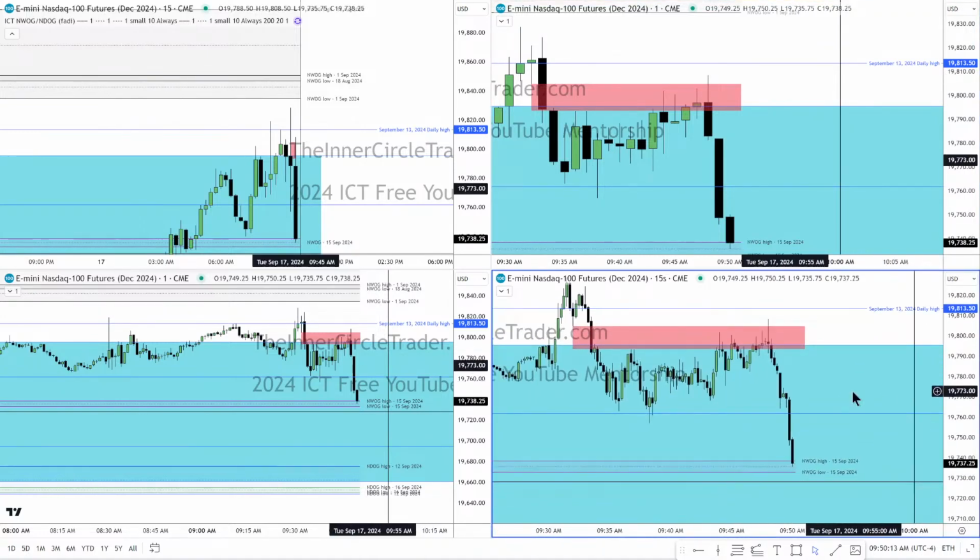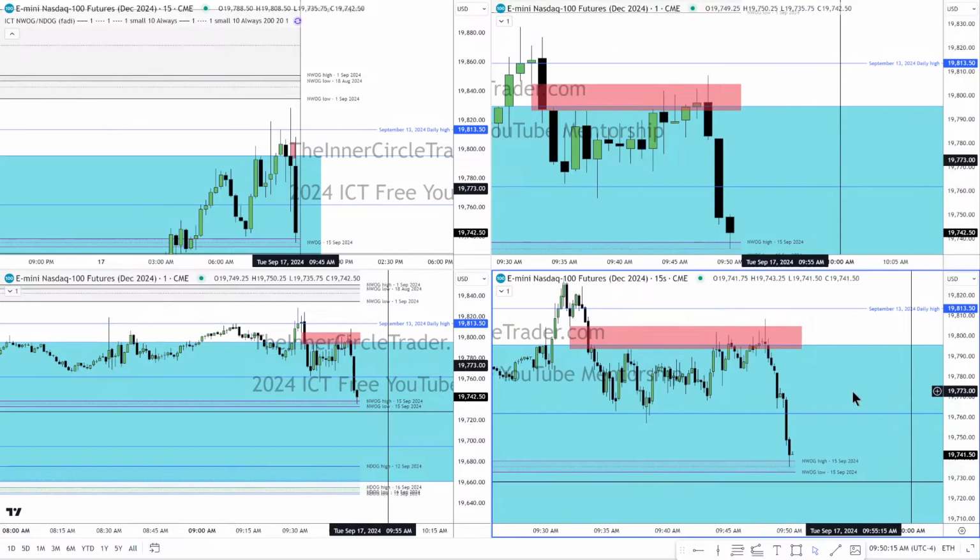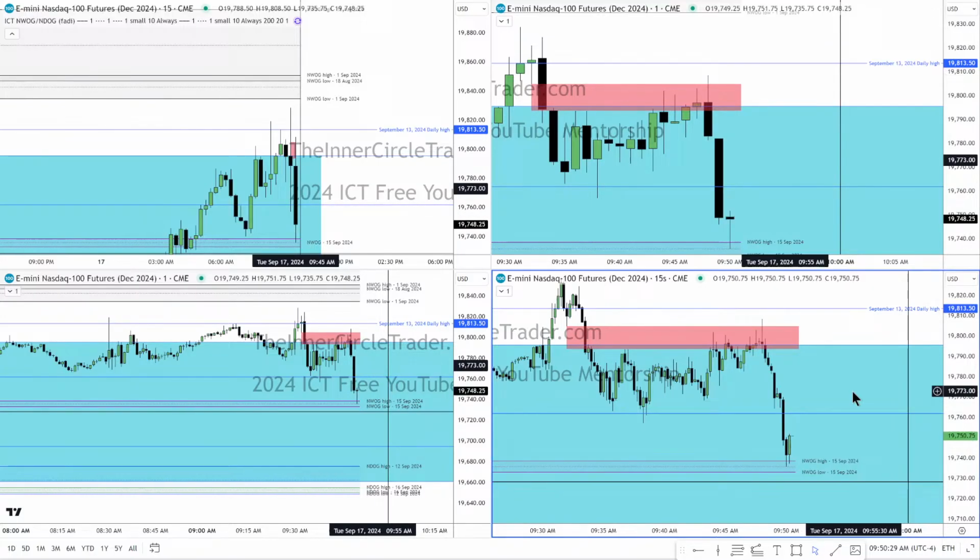Using no bias, just zero bias, just looking for a price run that takes out short-term highs, short-term lows, and you can do that all day long and not even have a bias for the daily session. I'm sorry, for the daily candle, or the session you're trading, being like the New York session, the morning session, or the afternoon session, or if you're trading in the lunch hour.